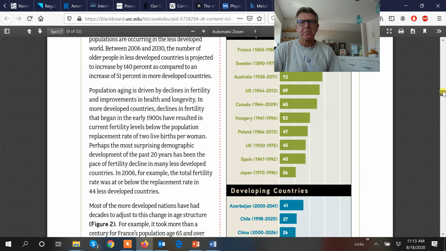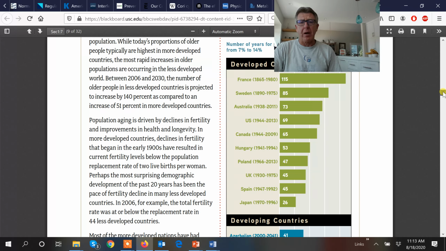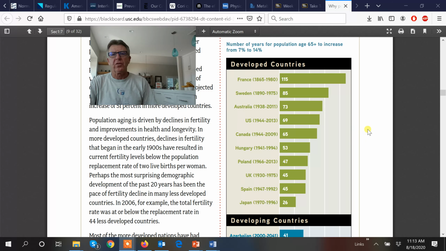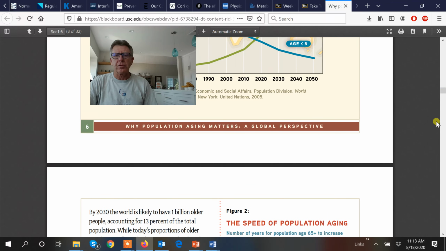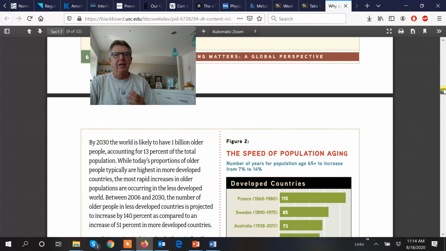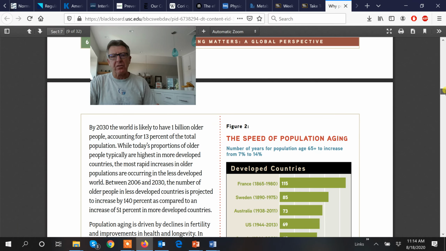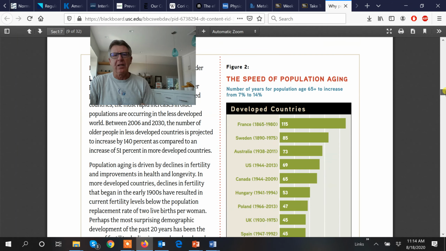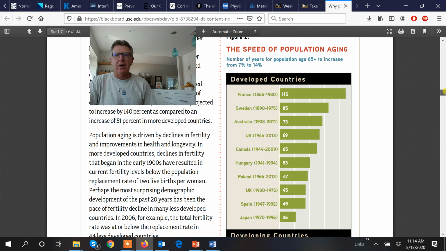Speed of population aging. We see right here, these are developed countries. So you got to look at what they're talking about here. Sorry, scroll down here. It's the number of years for population age 65 to increase from 7 to 14%. It's just a statistic. It's not a meaningless statistic. It's just what they used, and then they use that all throughout their analysis.